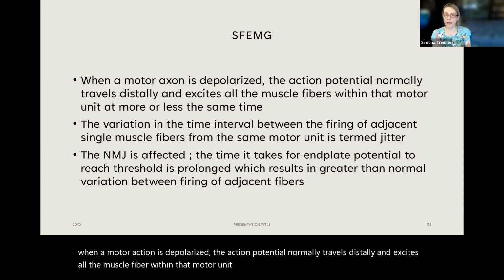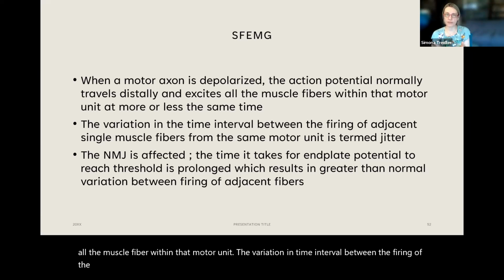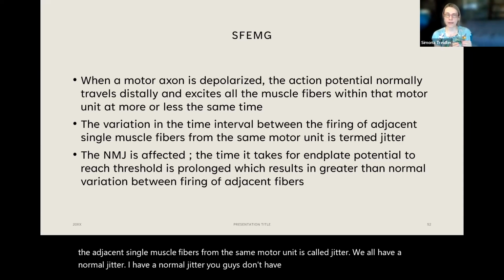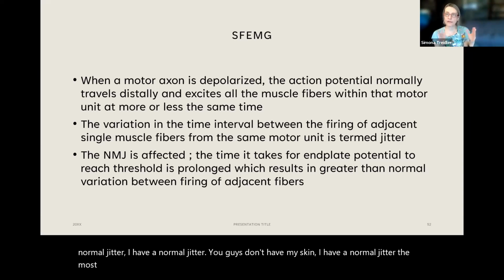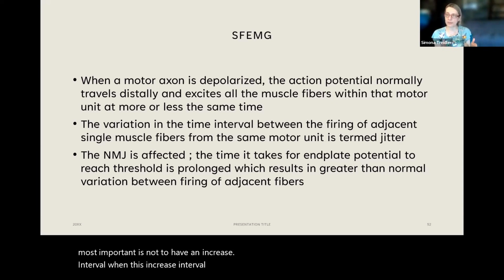The variation in time, in interval between the firing of the adjacent single muscle fibers from the same motor unit is called jitter. We all have a normal jitter. I have a normal jitter. You guys don't have myasthenia, you have a normal jitter. The most important is not to have an increased interval. When this increased interval is above the norms of normal, we call it pathological.